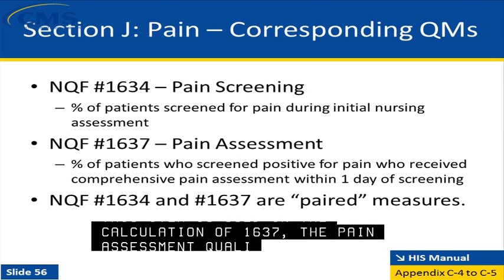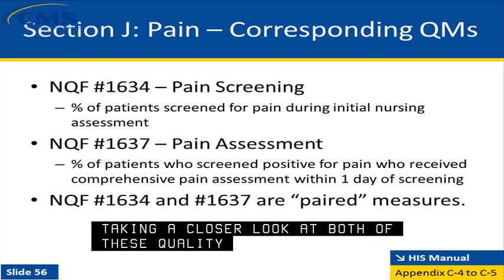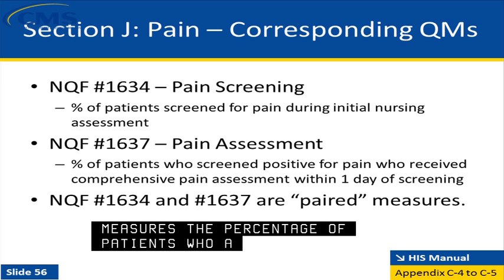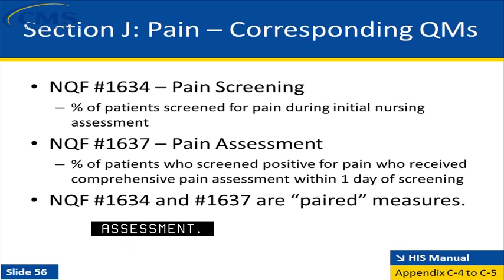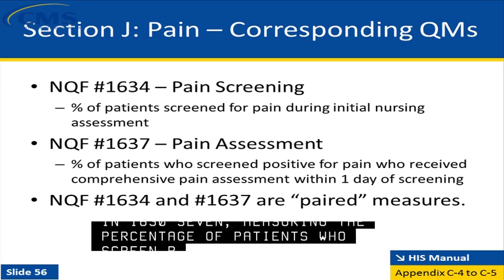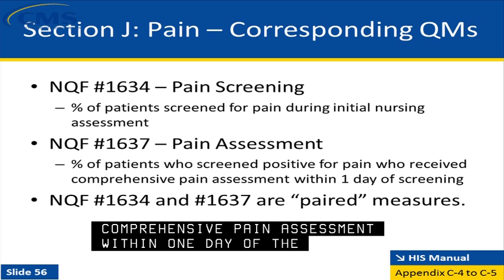Taking a closer look at both of these quality measures, NQF number 1634 measures the percentage of patients who are screened for pain during the initial nursing assessment. NQF number 1637 measures the percentage of patients who screened positive for pain who also received a comprehensive pain assessment within 1 day of their pain screening. And more information about both of these measures can be found in Appendix C of the Hospice Item Set Manual.